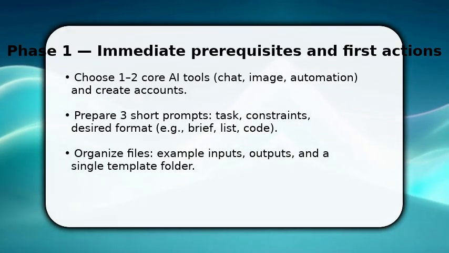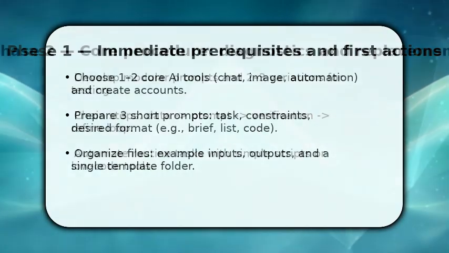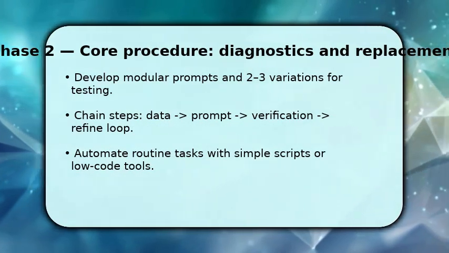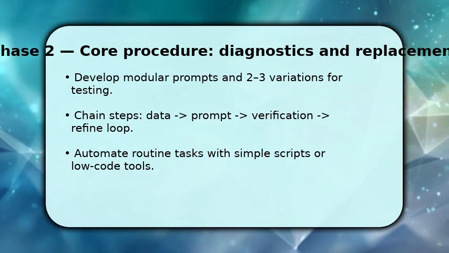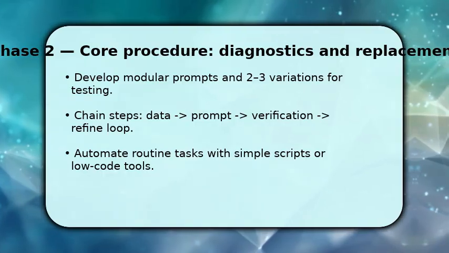Make sure to test a simple end-to-end prompt now so you confirm connectivity and baseline results before scaling. Now you construct modular prompts in 2 to 3 variations, then run them against a sample set. Once you see outputs, add a verification step to check accuracy and format automatically.